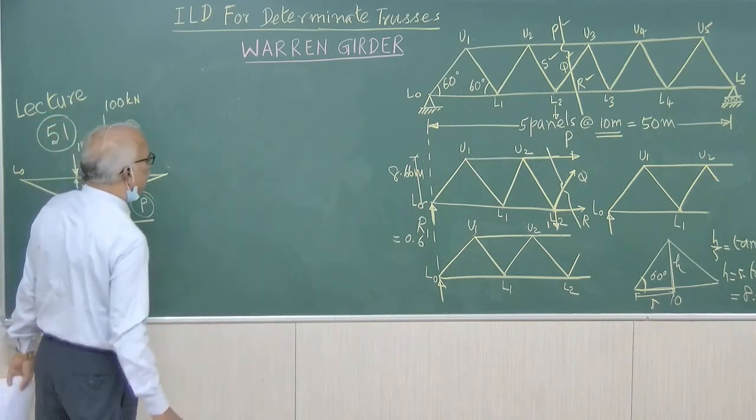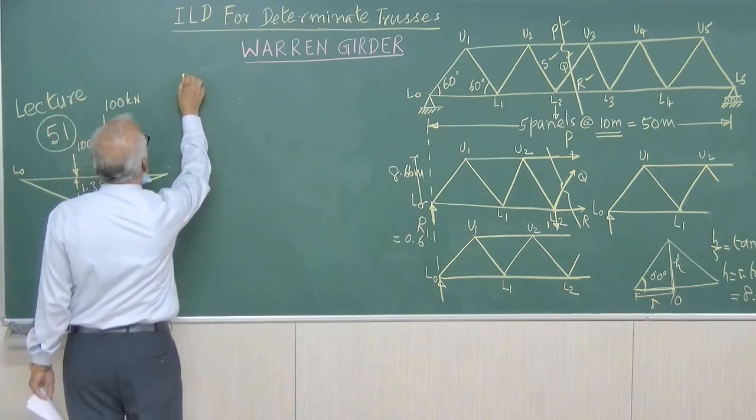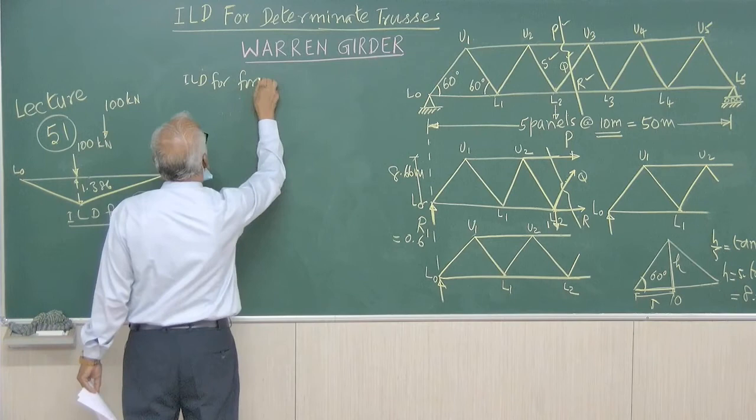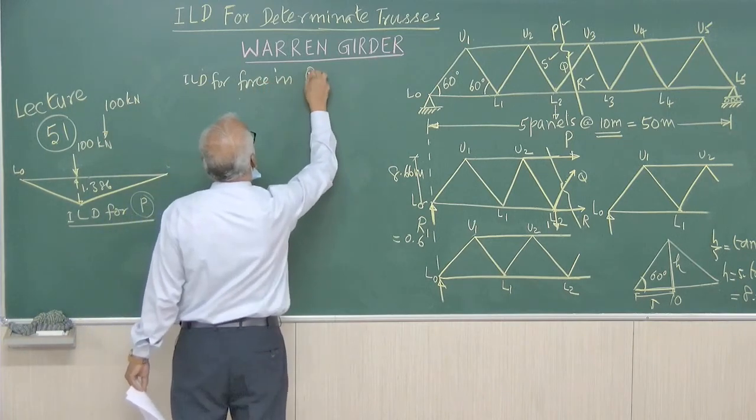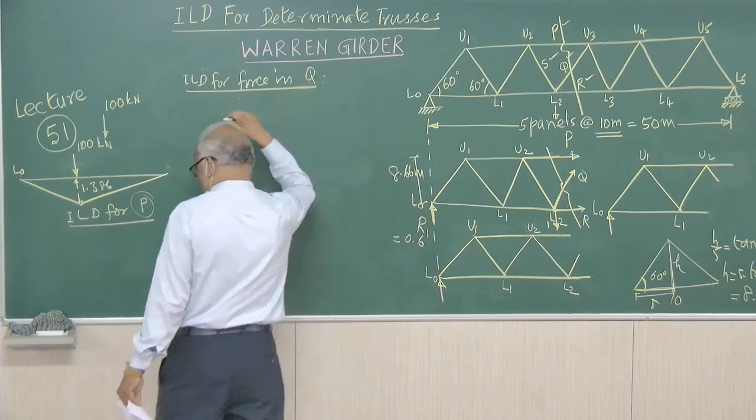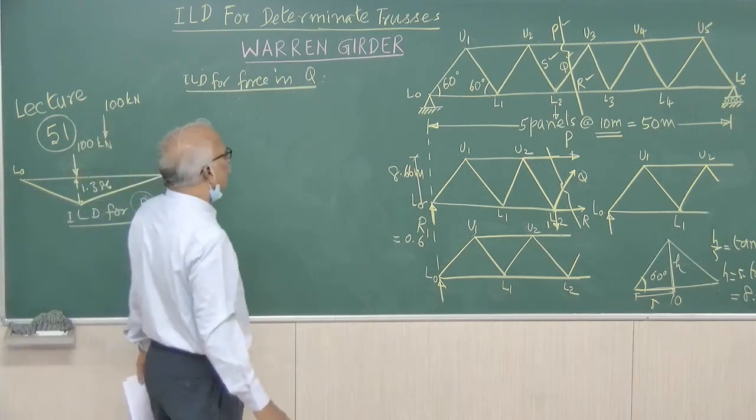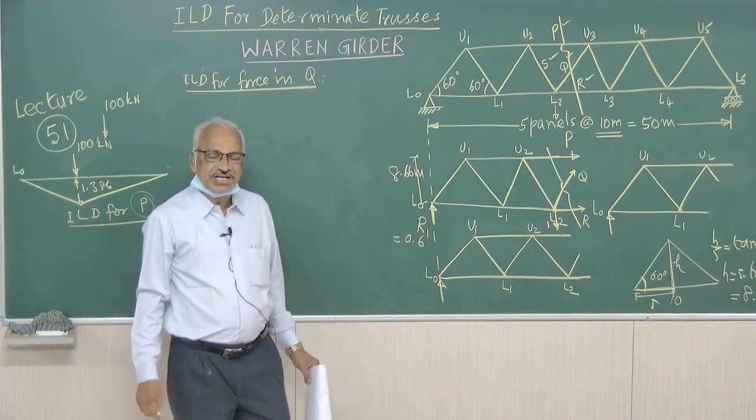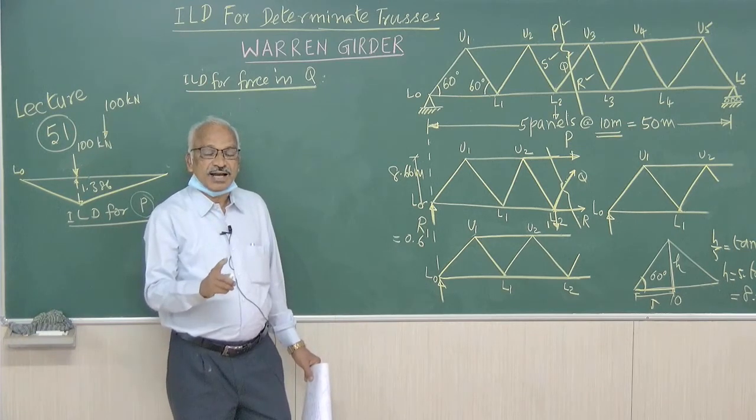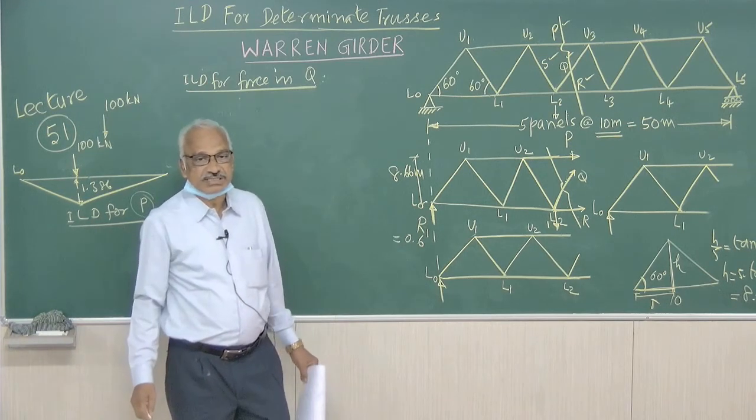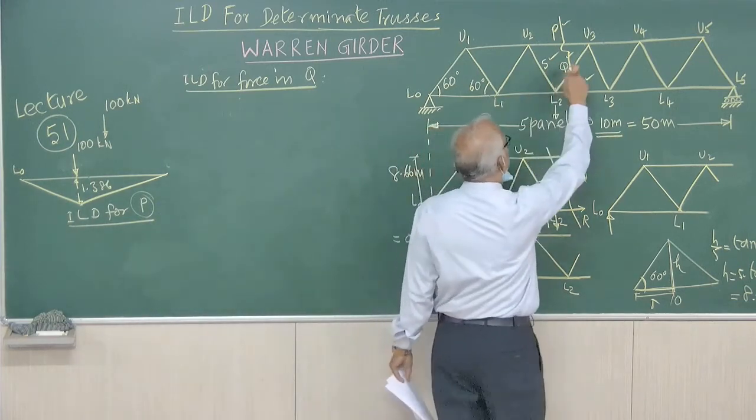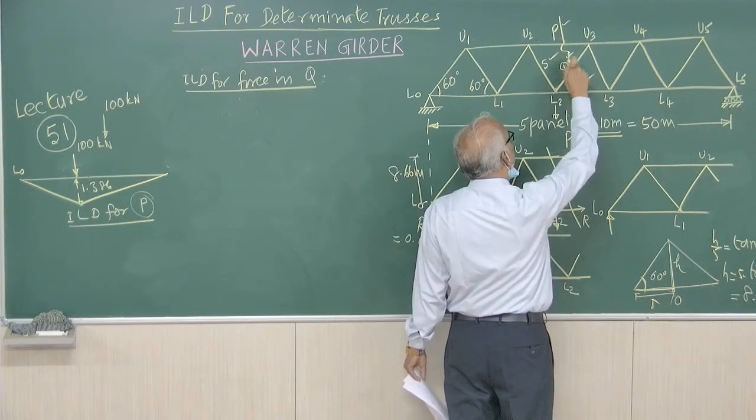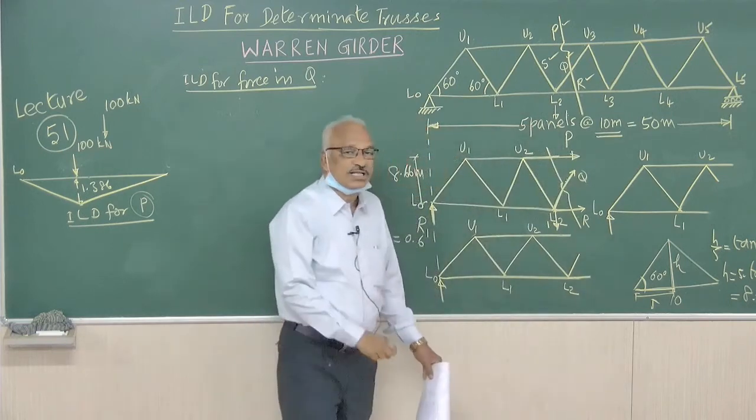So, next we will take up ILD for force in member Q. Now, for force in member Q also, we have to pass a section cutting the member Q and cutting not more than 3 members. So, the same section that you have drawn earlier cuts member Q and P and R. So, cutting not more than 3 members.